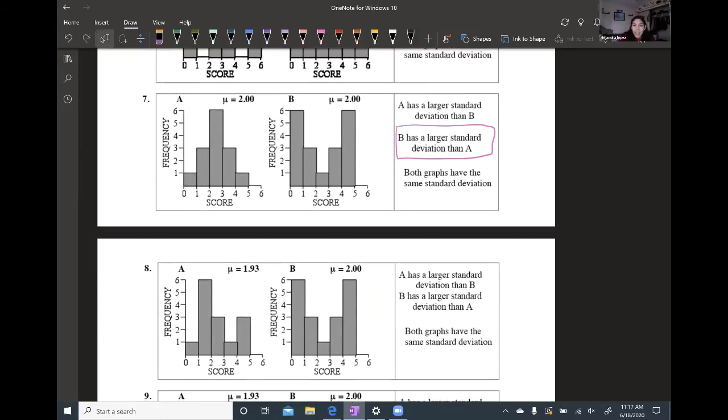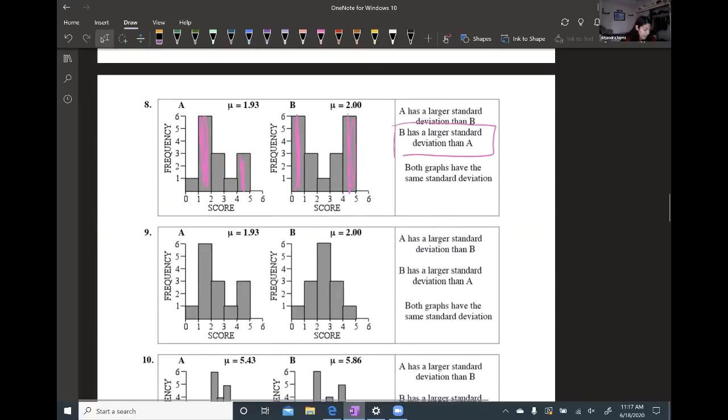What about 8? Mia? Would it be B? Yep. And it'll be the same thing. Even though this one does have something big over here and something bigger over here, this one has big here and also really big there. So B will have a larger standard deviation.